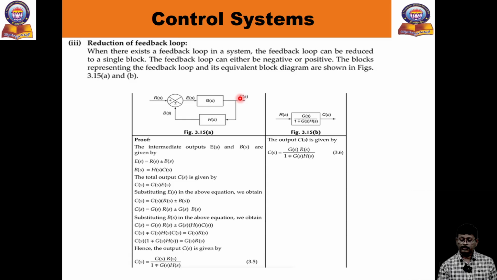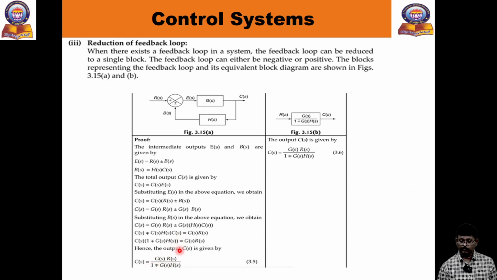What is C of S? C of S equals E of S into G of S. What is E of S? E of S equals R of S minus B of S. You can see here R of S, B of S. Then, at the end, substitute in C of S equal to G of S into E of S. Substitute here what E of S is, and take the common G of S. Again you will get the same thing.